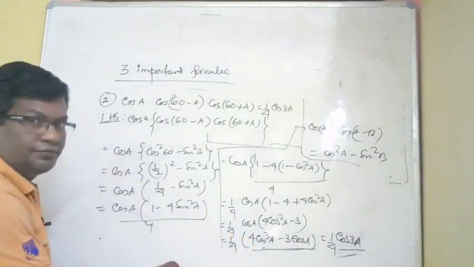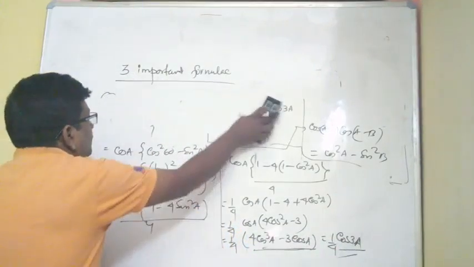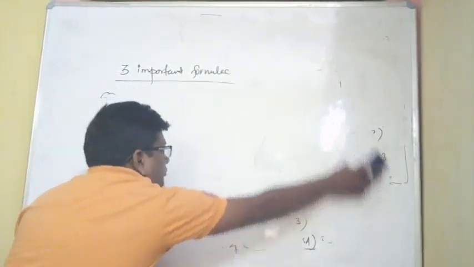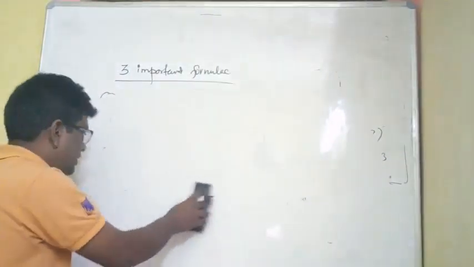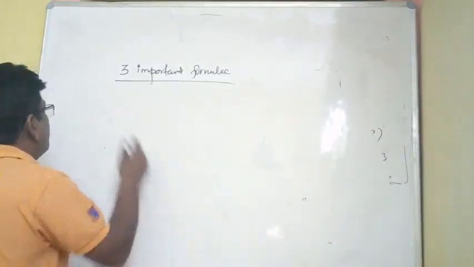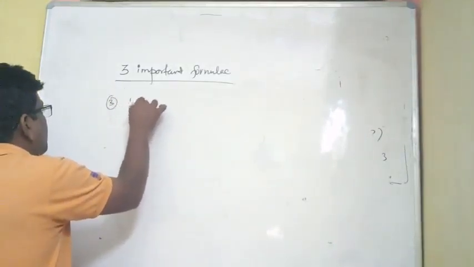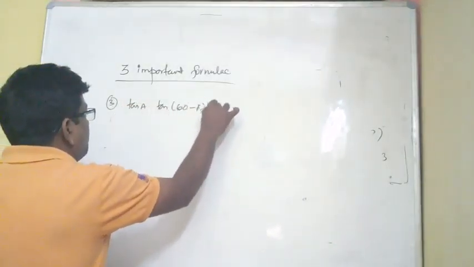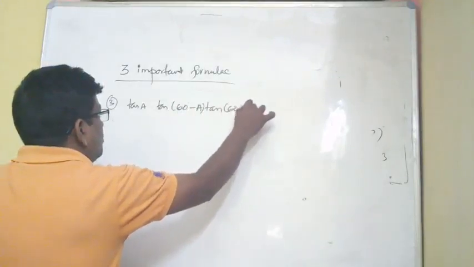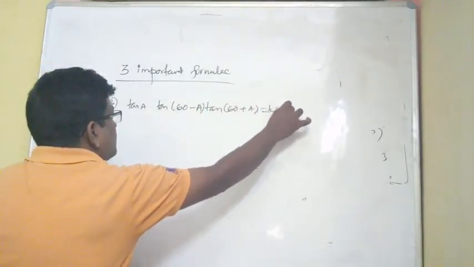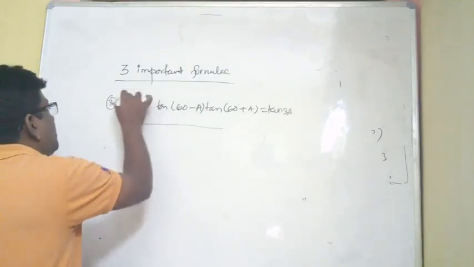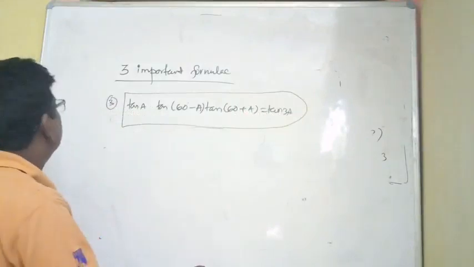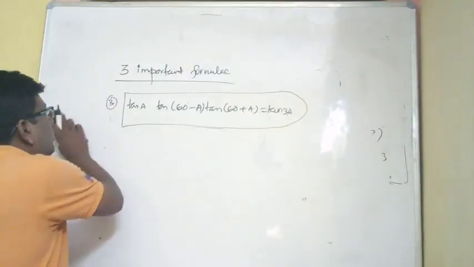Now another formula, the tan formula, third number: tan A tan(60° − A) tan(60° + A) is equal to tan 3A. This can be proved by converting tan into sin over cos. Now some related problems of the three important formulas.